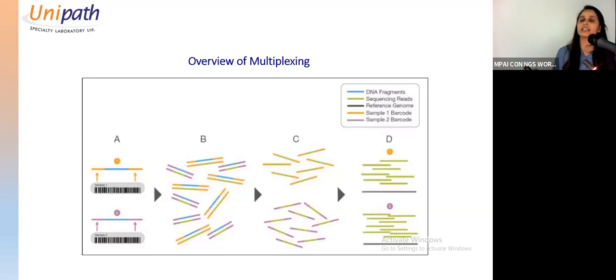So multiplexing is when you are combining the data. But once you get the data, what you are trying to do is separate all of them. Whatever you have pooled, you are taking them back. You are separating them using the barcodes which have been added.